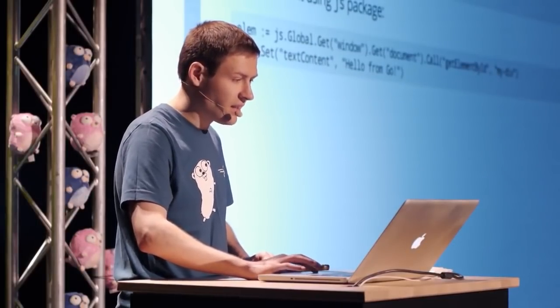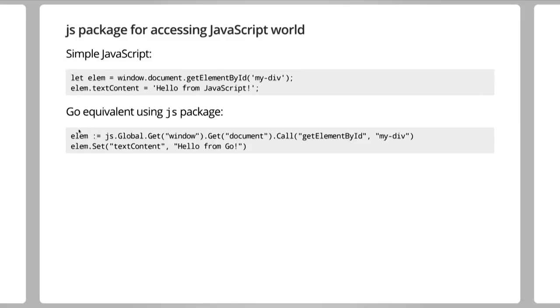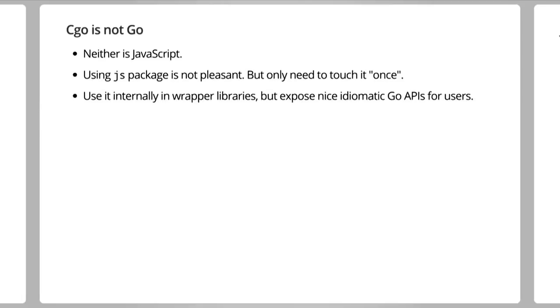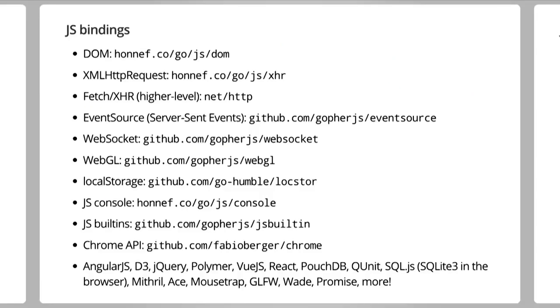So just to give you an idea, here's some simple JavaScript. And here's the equivalent behavior, but using the js package and Go. Something to understand here, just like there's a saying that cgo is not really Go, well, let me tell you, neither is JavaScript. It is not a lot of fun to use the js package. It's not pleasant, but the good news is you only have to do this once. You do this internally inside of the wrapper libraries, but then you can expose these really nice and idiomatic Go APIs for the users.